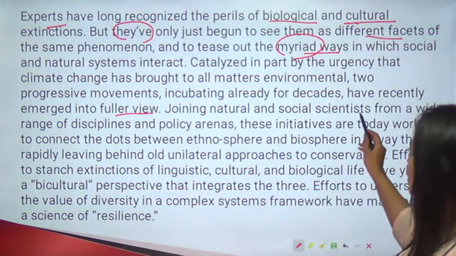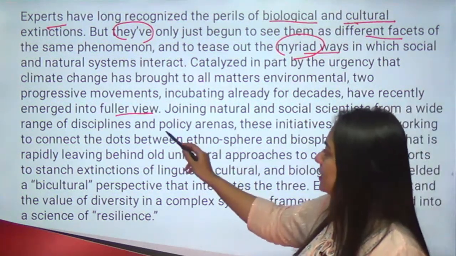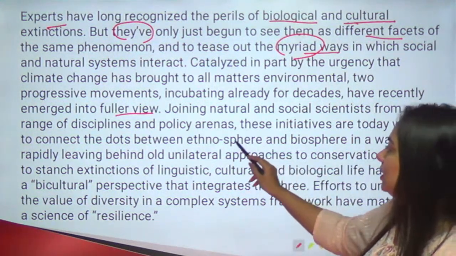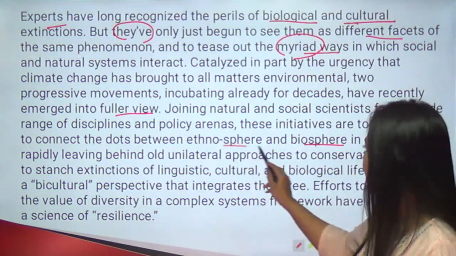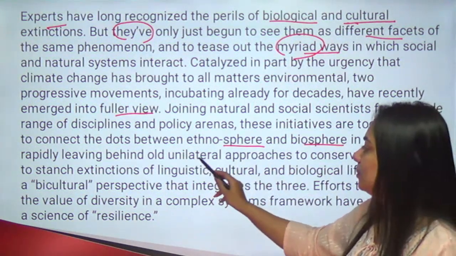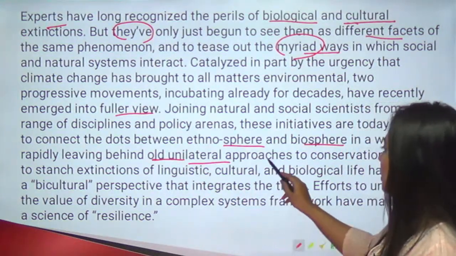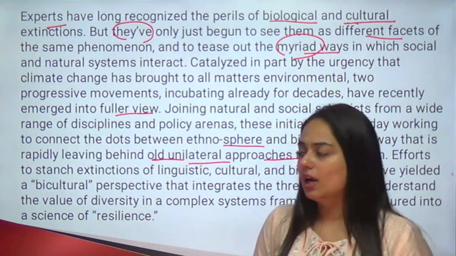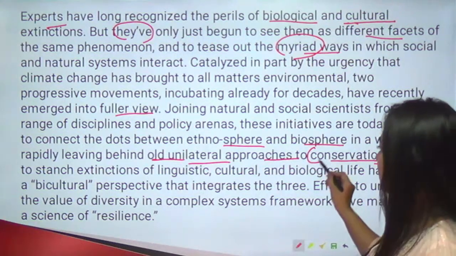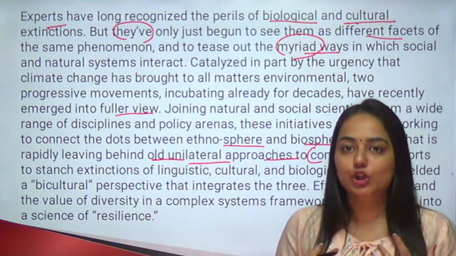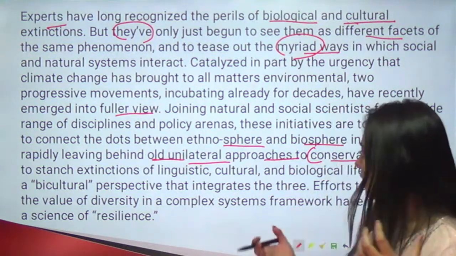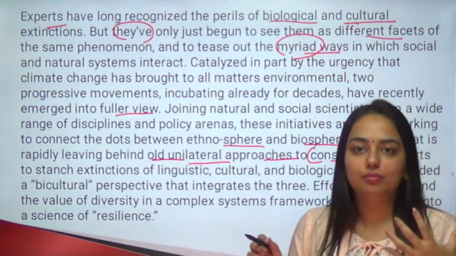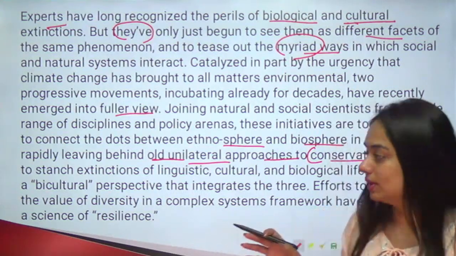Joining natural and social scientists from a wide range of disciplines and policy arenas, these initiatives are today working to connect the dots between the ethnosphere and biosphere in a way that is rapidly leaving behind old unilateral approaches to conservation. So earlier we had unilateral, that is one directional approach toward the conservation, be it conservation of our ethics, our culture, our tradition, or be it the preservation or the conservation of the climate also. But it is climate change that made us realize this thing, that these are two different creeds.